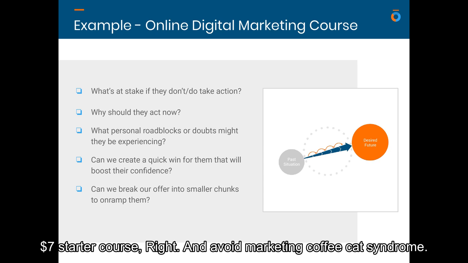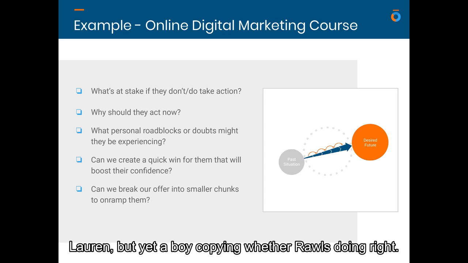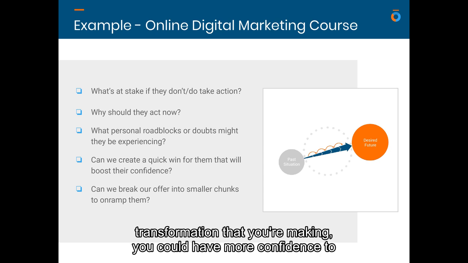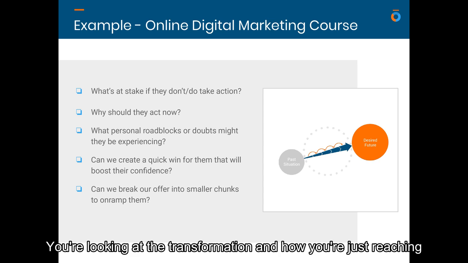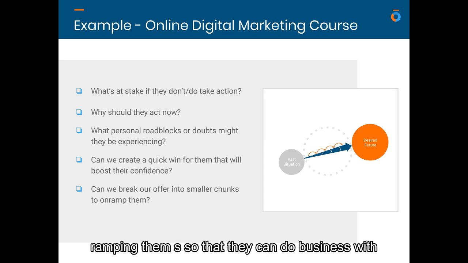And avoid marketing copycat syndrome. There you go. Thanks for looping that back, Lauren. But yeah, avoid copying what everyone else is doing, right? Look at what they're doing. If you know the transformation that you're making, you can have more confidence to make those decisions, because you're not looking at the tactic, you're looking at the transformation and how you're reaching out earlier in that journey, and then on-ramping them so that they can do business with you.